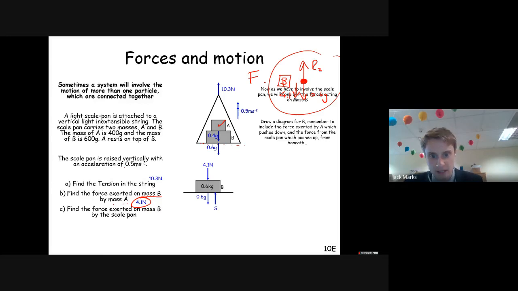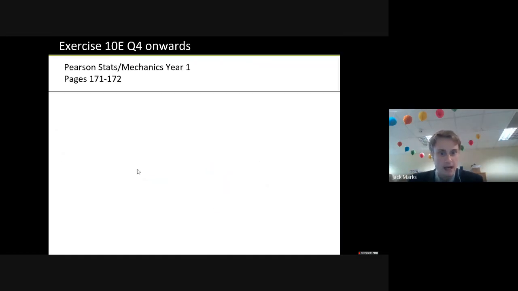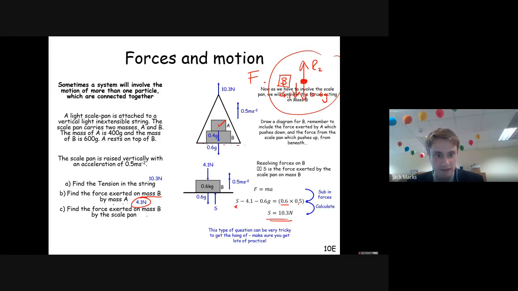Drawn a little bit differently here, I would draw it like this. The driving force, the leading force, is R2, or they've called it S here, and 4.1 presses down, so that acts the other way. The weight pushes down, acts the other way. That's the mass of block B, that's the acceleration, and we get our answer. So it's 10.3, 10.3 apparently for this one as well.